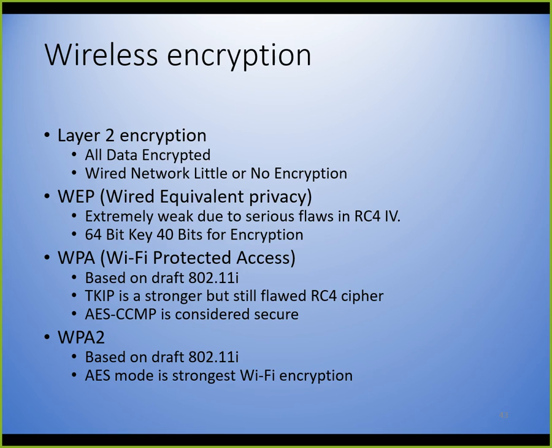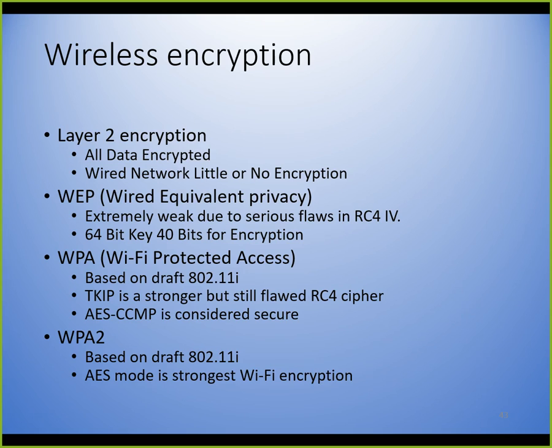We know that WEP is flawed and extremely weak, and the weakness was in the RC4 IV, the initial vectors. The way it was implemented, the initial vectors repeated fairly quickly, and once they repeated, you could do a comparison, and the cracking process was pretty quick. It was a 64-bit key, and in the 64-bit key, 40 bits were used for encryption.